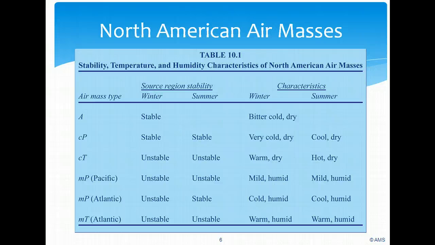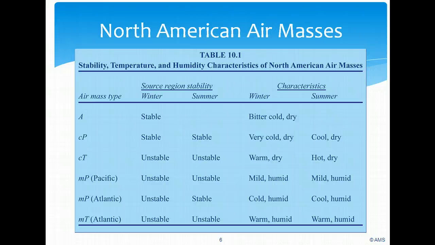Maritime polar, or MP, are the cold ocean waters over the North Pacific Ocean and North Atlantic Ocean, generally north of 40 degrees latitude. And the West Coast MP, maritime polar, brings heavy winter rains, showers, etc. to the mountains and persistent fog in the summer.